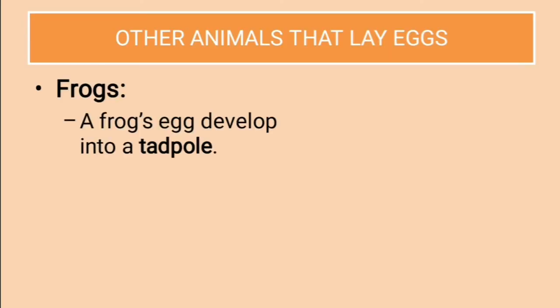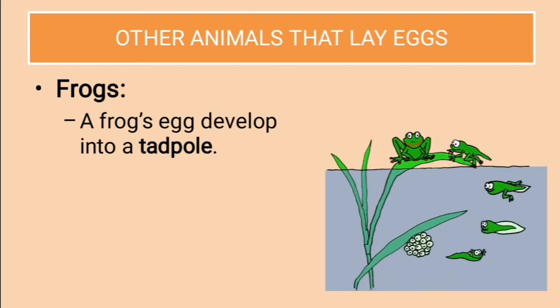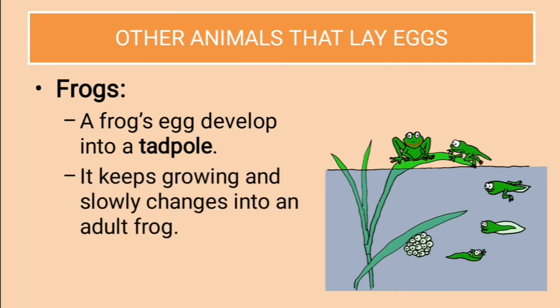Frogs. Let us see. A frog's egg develops into a tadpole like this one over here. It keeps growing and slowly changes into an adult frog. So as you can see here, there are eggs. It gets converted to a tadpole and slowly and gradually it gets converted to an adult frog.